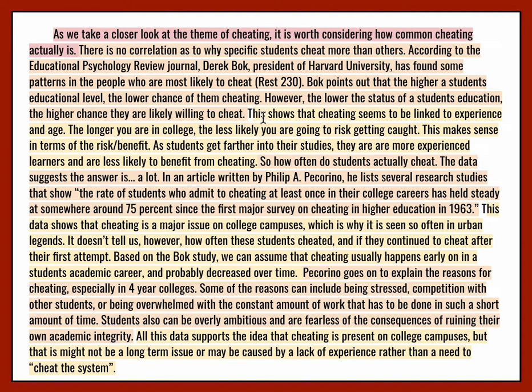So for my analysis, I said this shows that cheating seems to be linked to experience and age. The longer you are in college, the less likely you're going to risk getting caught. This makes sense in terms of risk benefit. As students get further into their studies, they are more experienced learners and are less likely to benefit from cheating. So what I've done is kind of use my general knowledge and my general experience to come up with some theories of why this might be. So even though the data itself doesn't explain why people who are in college longer cheat less, I can kind of use my general experience as a college student to surmise why that might be. And I think that if most of us kind of think about that logically, it would make sense.